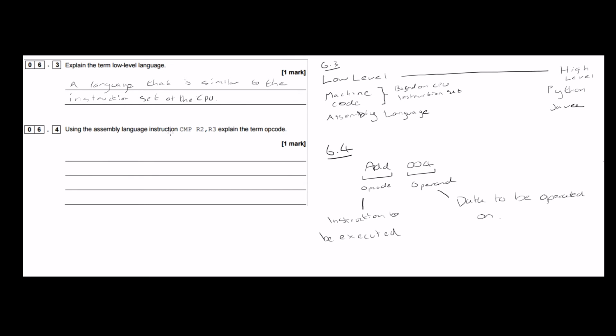The second part of the question that we're answering here, 6.4, is asking us to use the assembly language instruction here to explain the term opcode. And I've got a different example down here to just illustrate what we mean by an opcode and an operand. So an opcode is the instruction that's actually being executed. So with my instruction here, this is going to be some sort of assembly language here. I've got the opcode add, so I'm going to be adding whatever my operand is to what's currently in the accumulator.